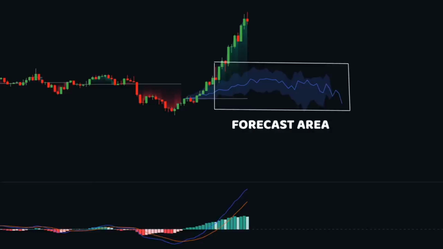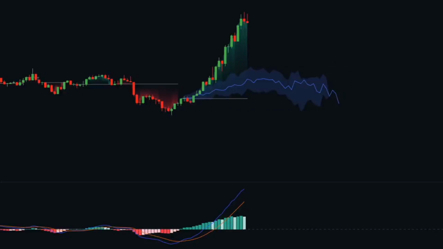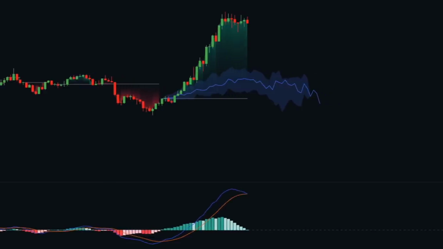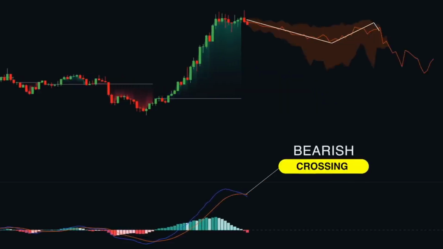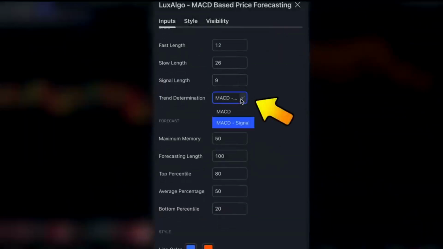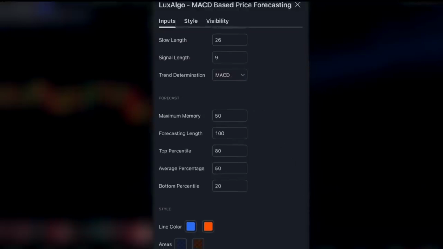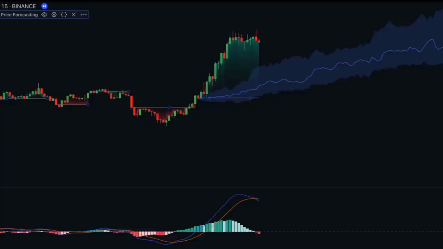The essence of this indicator lies in its ability to offer a generalized view of how prices might evolve after certain MACD signals are triggered. It achieves this by analyzing previous price movements following specific MACD signals and constructing forecasts based on these historical patterns. You have the flexibility to adjust the conditions for generating MACD signals through the trend determination settings, which can be based on the MACD's positive or negative status, or its position relative to the signal line, indicating uptrends or downtrends.